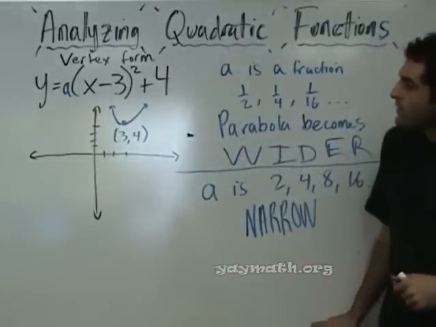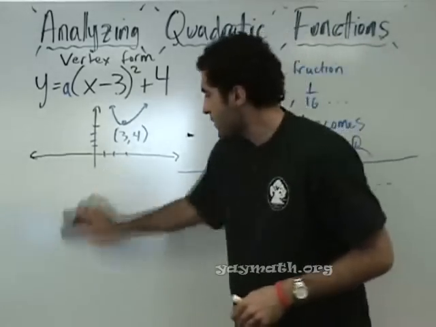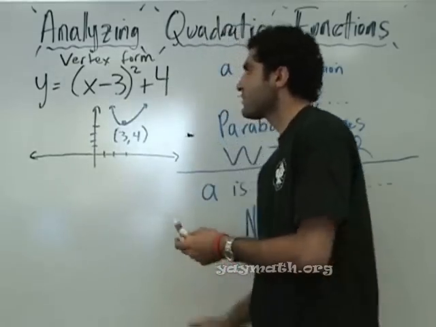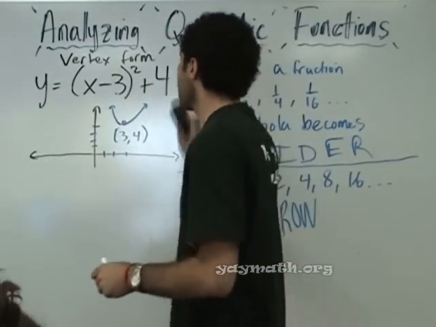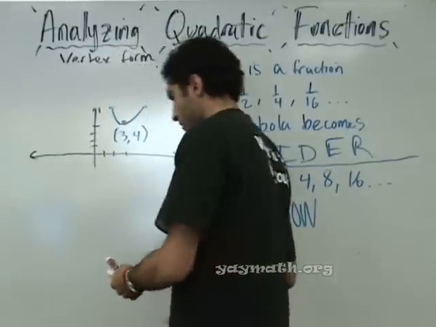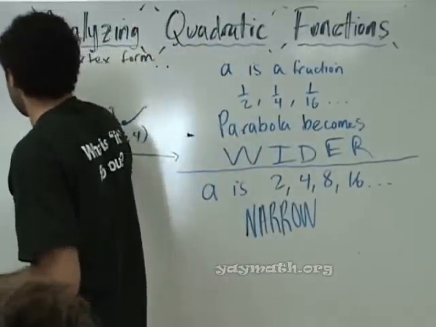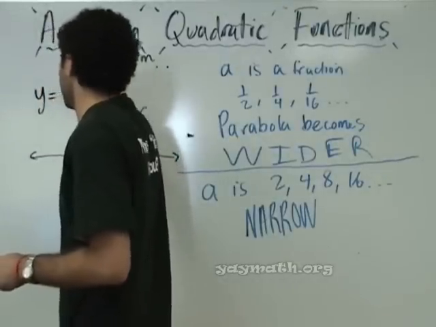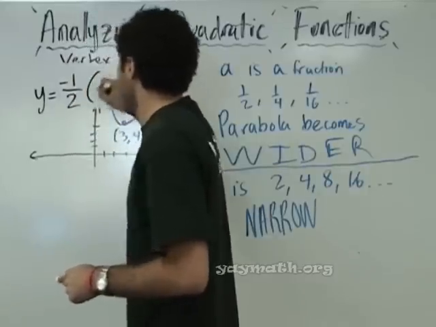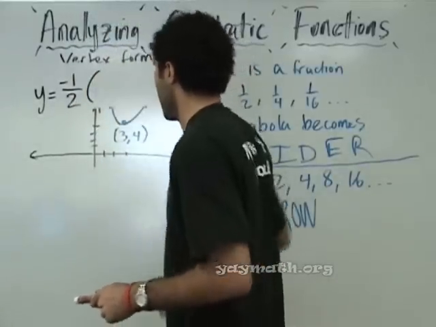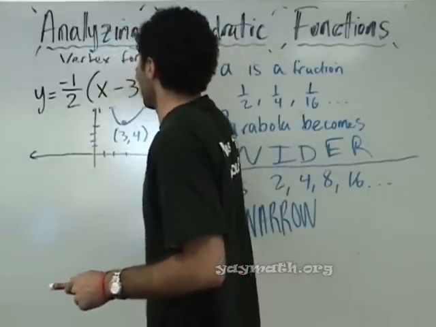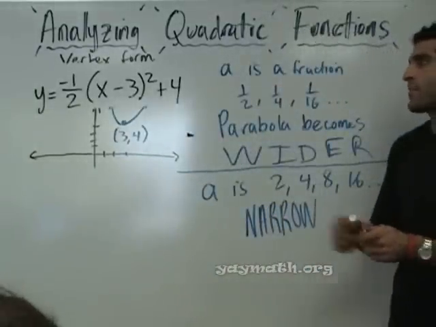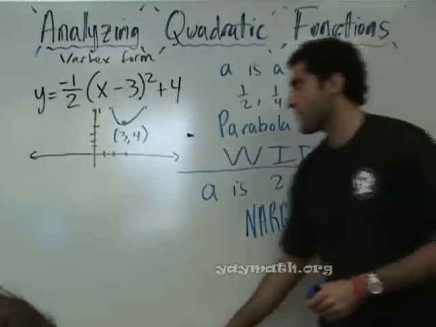Let's graph an extension of this. Let's make y equals -1/2, I want to keep the same vertex, so (x minus 3) squared plus 4. The task is to graph this parabola.